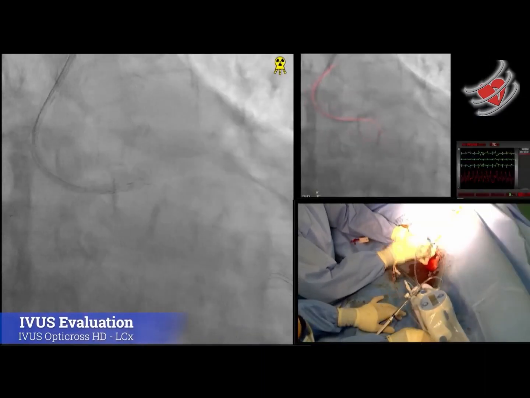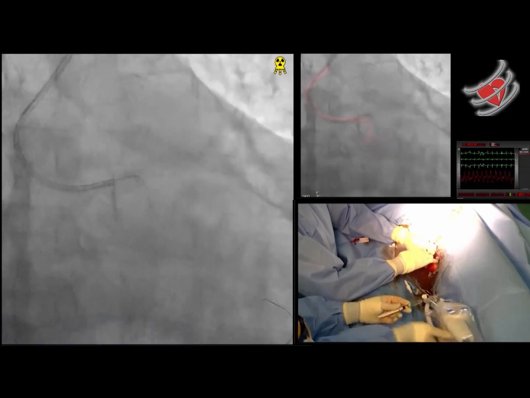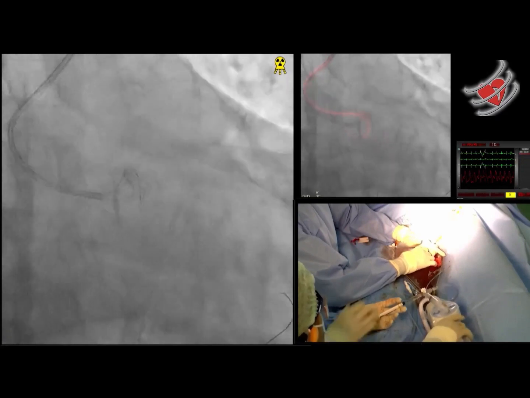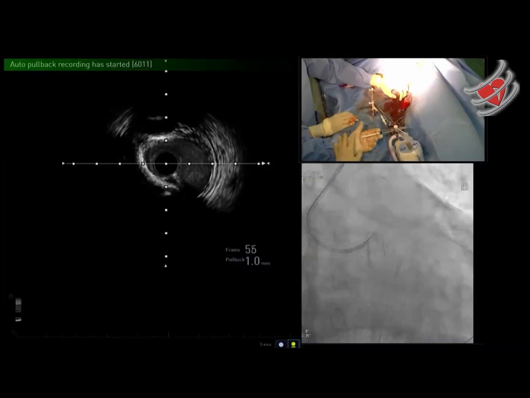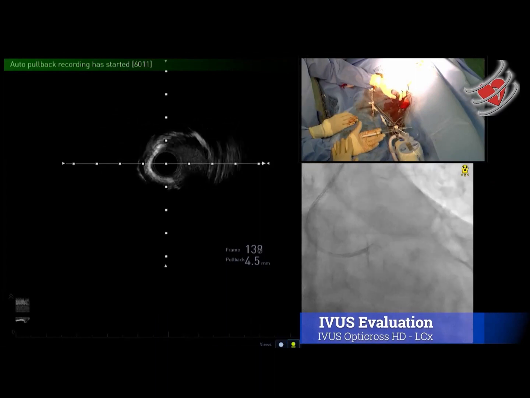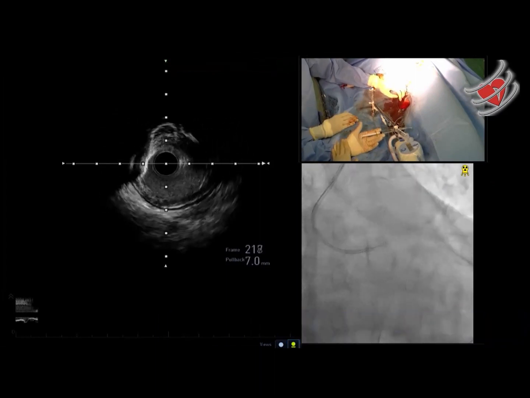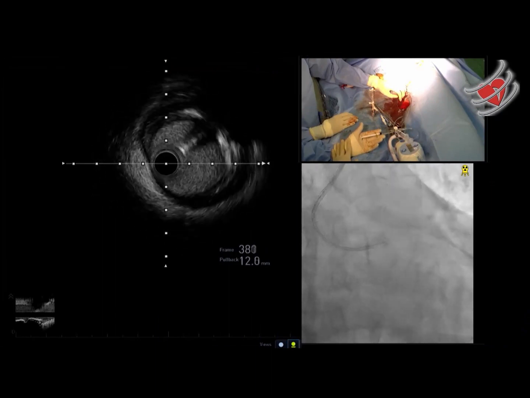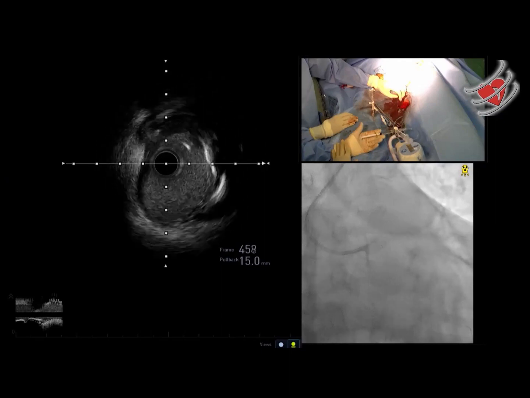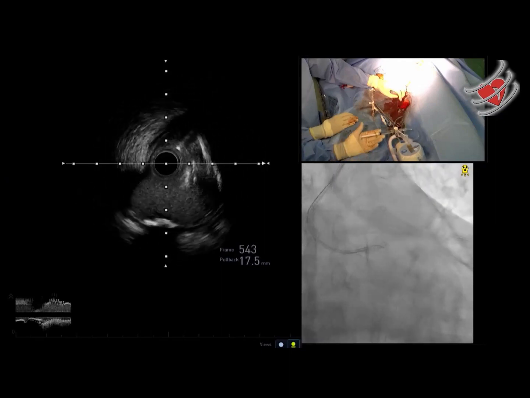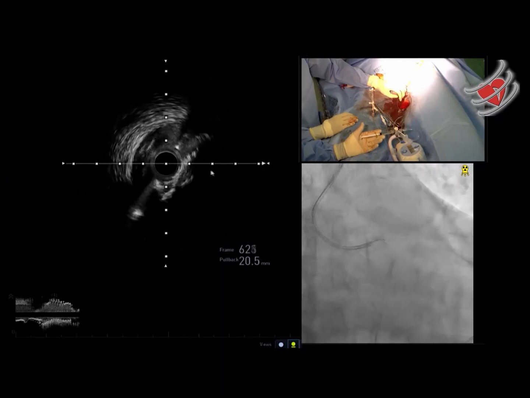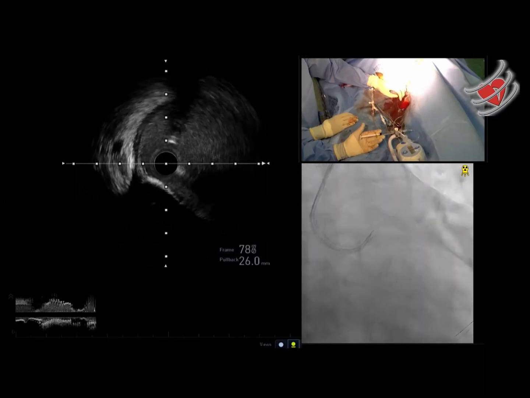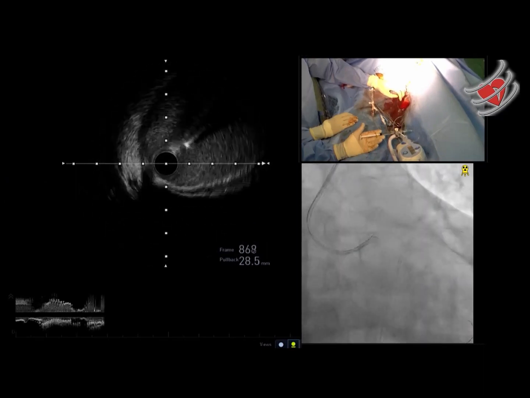Then we proceed to do an IVUS evaluation on the circ. As you see, the IVUS could not cross to the distal part, so we stop in the ostial part. As you can see, it's very critical calcification, almost 360 degrees. So from here, in the LAD the IVUS calcium score is 4, and in the circ the IVUS calcium score is 3. So from this IVUS result, we agreed to do rotablation atherectomy for both vessels.